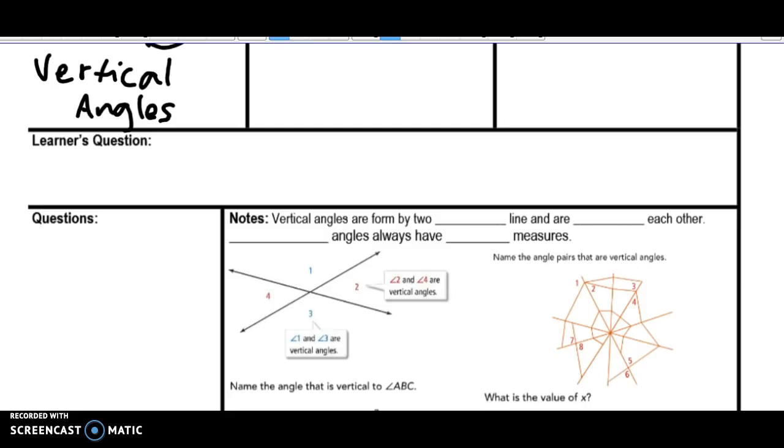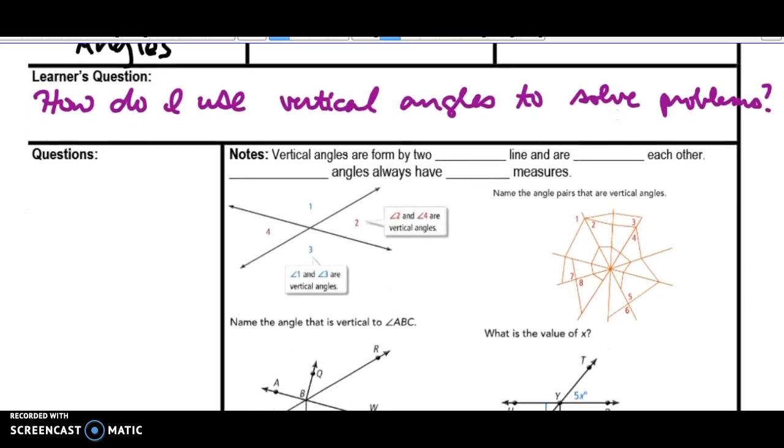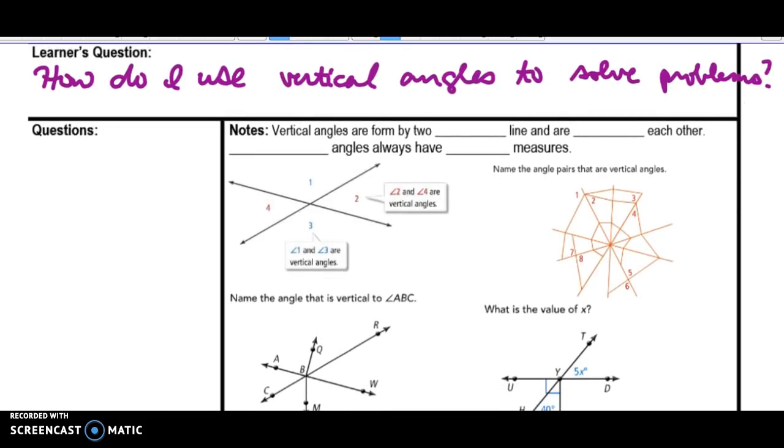And today we're going to talk about vertical angles. So these you might kind of be able to guess since we've already talked about next door neighbors. Now we're going to talk about angles that are opposite of each other. So for our learner's question, we could ask, how do I use vertical angles to solve problems? You are probably remembering that a lot of our homework has been finding angle measures and solving for x. So we're using those angle relationships, and that's what we're going to continue today.